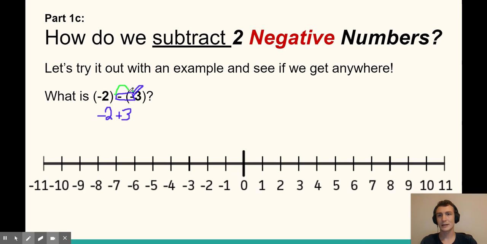That's okay. Negative 2 plus 3. Let's do this one on the number line, y'all. We start at that first number, negative 2, and we're going to go plus by 3. Plus 3, 1, 2, 3. And that's going to get us to 1. Negative 2 plus 3 equals 1.